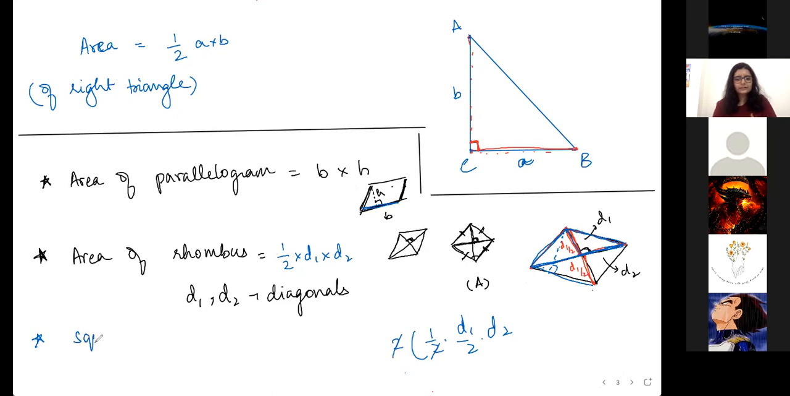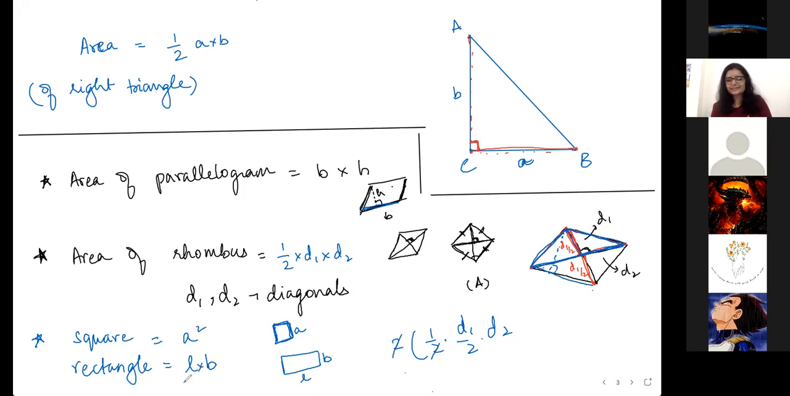Okay. Then other two shapes you guys are familiar with. Area of square. What will be the area of square of side A? What is the area of a square with side A? A square. You guys have been doing this since 4th, 5th standard? Third, to be honest. Area of rectangle, what will it be? Length and breadth. Length L, breadth B. L into B. You're familiar with.